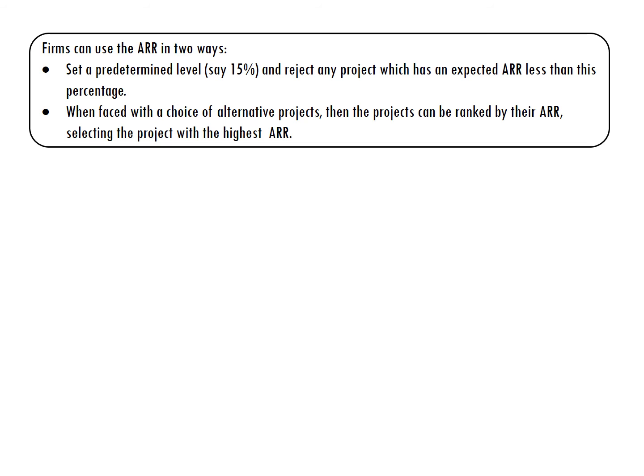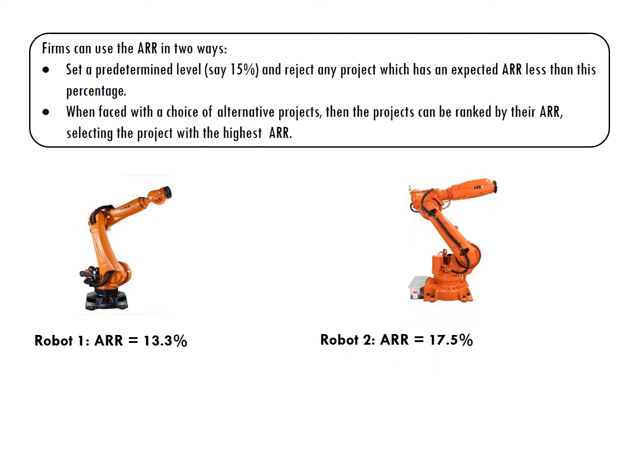Also, they can use it to make choices. So if we have a choice between 2 projects, we can rank them by their ARR and then select the project with the highest average rate of return. So in our example, the first robot had an ARR of 13.3%, and the second robot had an ARR of 17.5%. I'm going to have to go for robot 2 because it has a higher average rate of return.